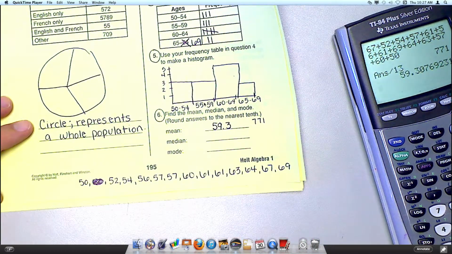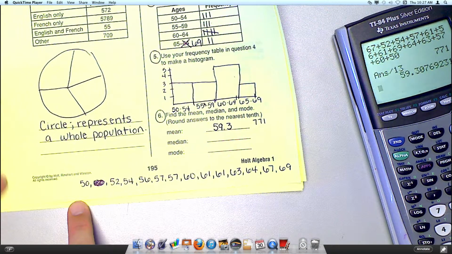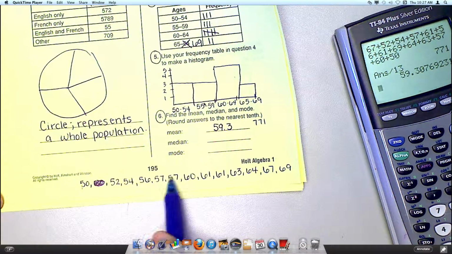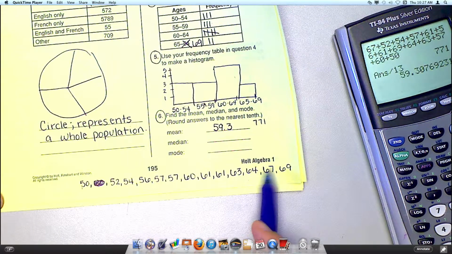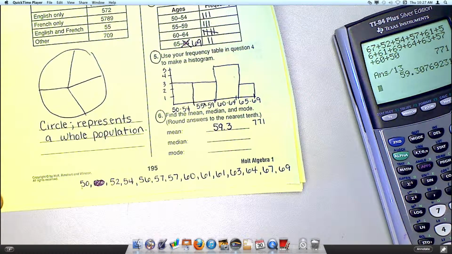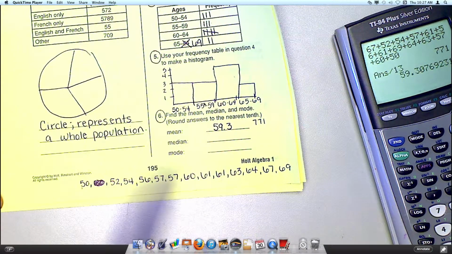Okay, this right here is where many of you lost valuable points. How many numbers, when I write them in order, should I have still? 13. 1, 2, 3, 4, 5, 6, 7, 8, 9, 10, 11, 12, 13. Many of you on your test got the mean and the median wrong because when you wrote down all your numbers, you missed one. But you didn't take the time to check to make sure you had all of them.